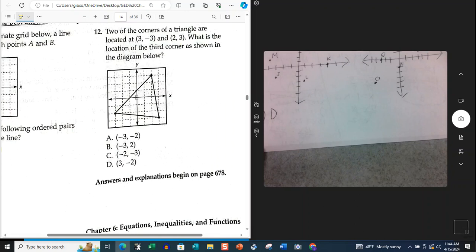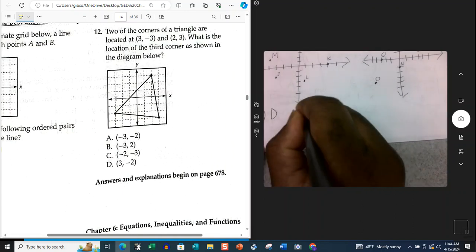So then now we go back to the origin. We go 2, 1, 2, and then we go up 3. So we know that's not the point we're looking for. So we're looking for this point here. So we go back to the origin. We go 1, 2, 3 to the left. So that means that that is negative.